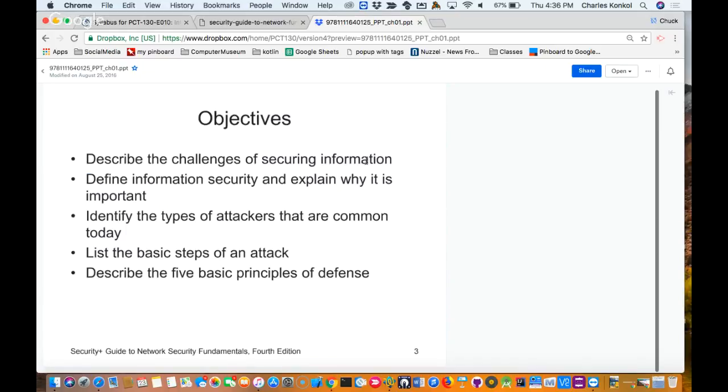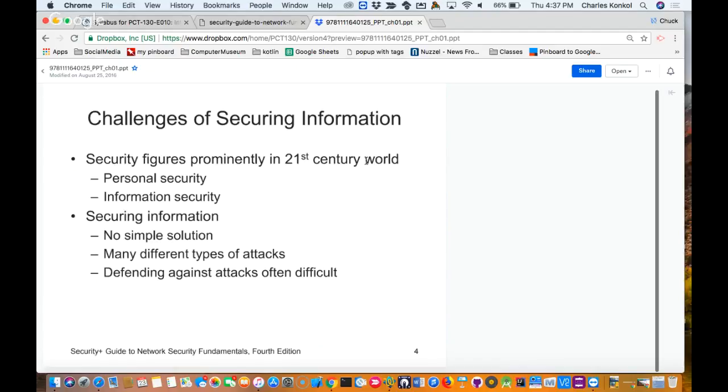So, objective: we're going to look at challenges of securing, because there are so many different levels to secure, how do you do it? We'll look at some of the types of attacks, basic steps of attack, and 5 principles of defending an attack. So prominently within the 21st century, 2 things have really jumped out as far as security. One is personal security and information security.